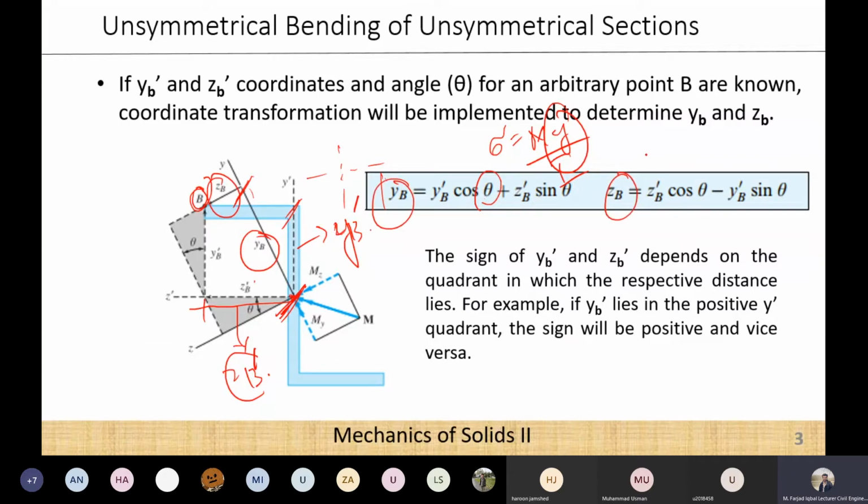And now in the case of unsymmetric section, you have to use these two distances in this flexural formula, not the straight distances, but the inclined distances, which are perpendicular with respect to our inclined principal axis. So in simple words, this YB dash and ZB dash are the straight distances to this point B, and this YB and ZB are these inclined distances that we have to use in our flexural formula.